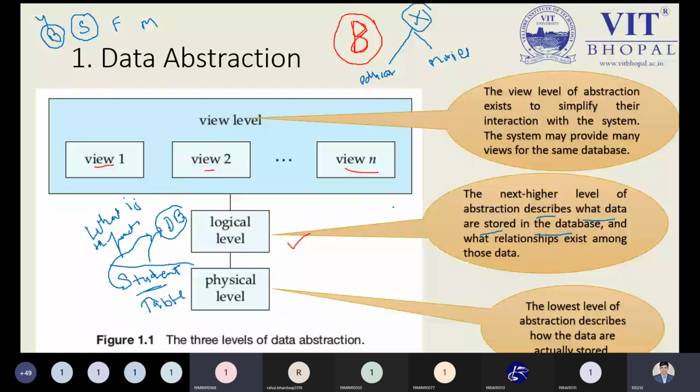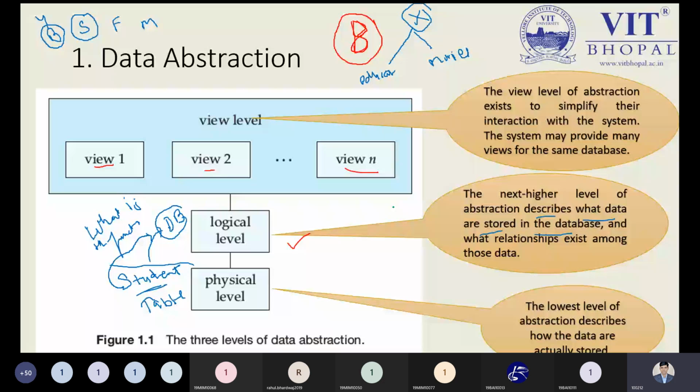Suppose you have any problem, so you can't directly meet the vice chancellor. Okay, first you need to contact your proctor. So the proctor is a kind of the logical level. He will interpret your problems, and he will identify your problem, and then he will communicate with the authority.